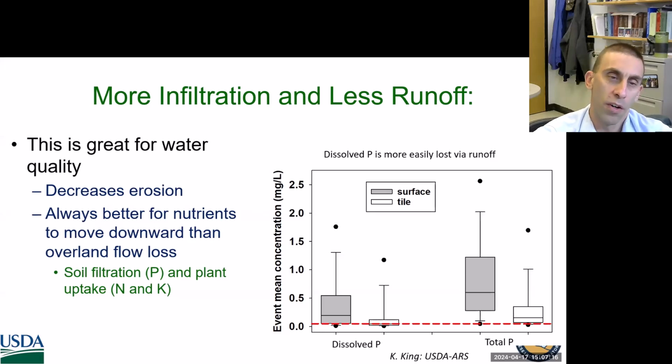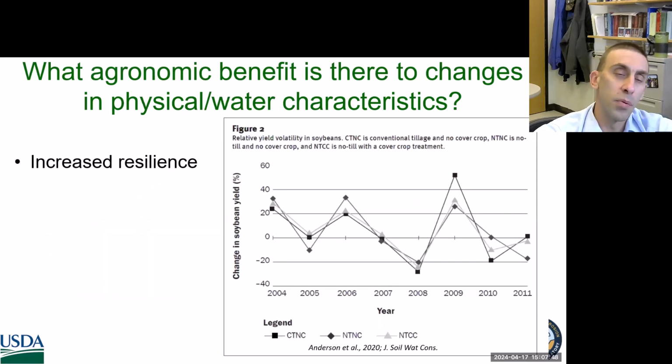You want that water to leach downward instead of overland flow runoff, because, and I don't care if you have a tile drain or not, I still want that water to go downward, because at least the nutrients are there in the soil where they can possibly be taken up by the plant. And also the soil is a tremendous filter with regard to phosphorus. So if I have my choice of water flowing off or down, when it comes to water quality, I want it going down. And improved soil health is going to promote that.